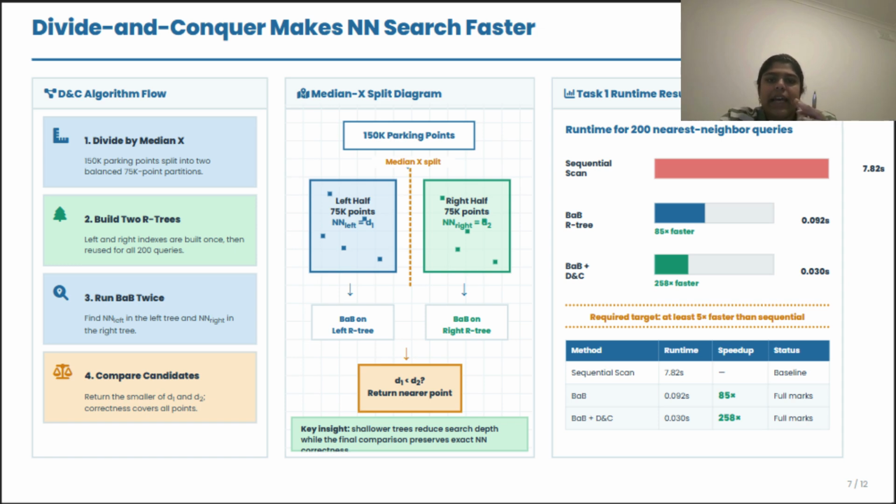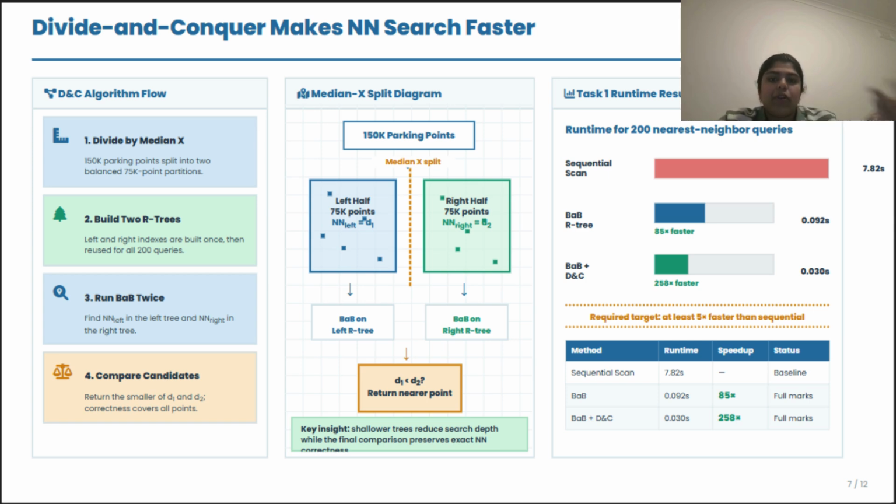The correctness is guaranteed because the true nearest parking lot must exist in one of the two halves, and I never miss it. Two trees of 75,000 points are shallower than one tree of 150,000 points. A shallower tree means branch and bound reaches the data faster, bounding the rectangles tighter, making the pruning more aggressive. And the result table clearly confirms it, as you can see in the slides.